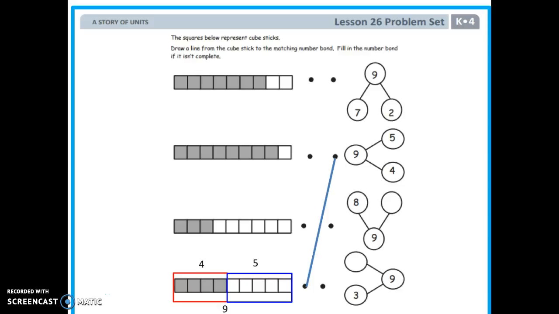Then I want you to come up to the next one and count how many are here, plus how many are here, how many all together, and you need to come over here and find the number bond that matches 3 and some more makes 9. See if you can figure out which one that number bond matches.